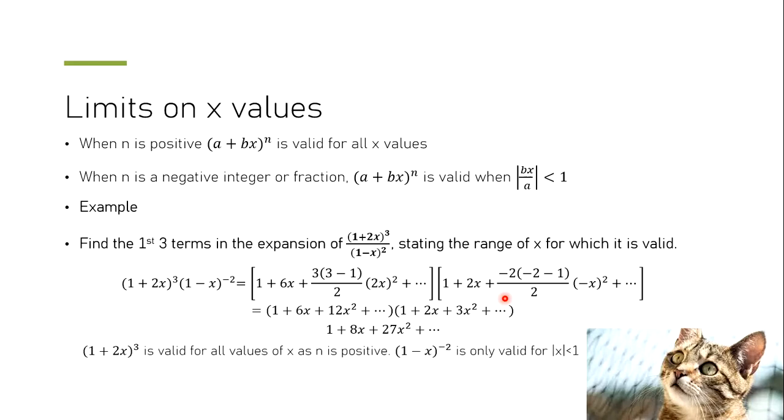So (1 plus 2x) cubed, the first part, is valid for all values of x as n is positive. The second part, (1 minus x) to the minus 2, is only valid for the modulus of x less than 1. So the overall thing is only valid for the modulus of x less than 1.